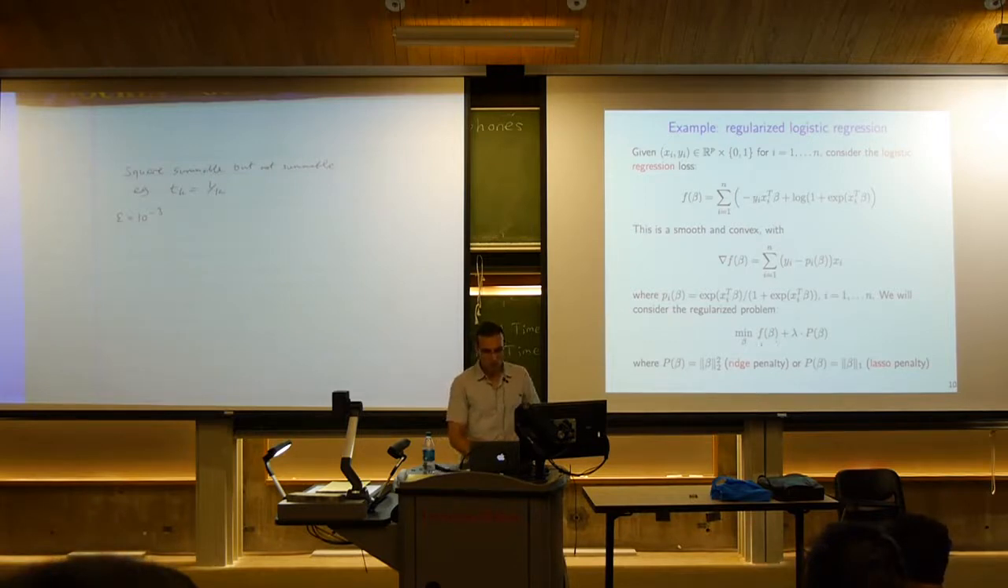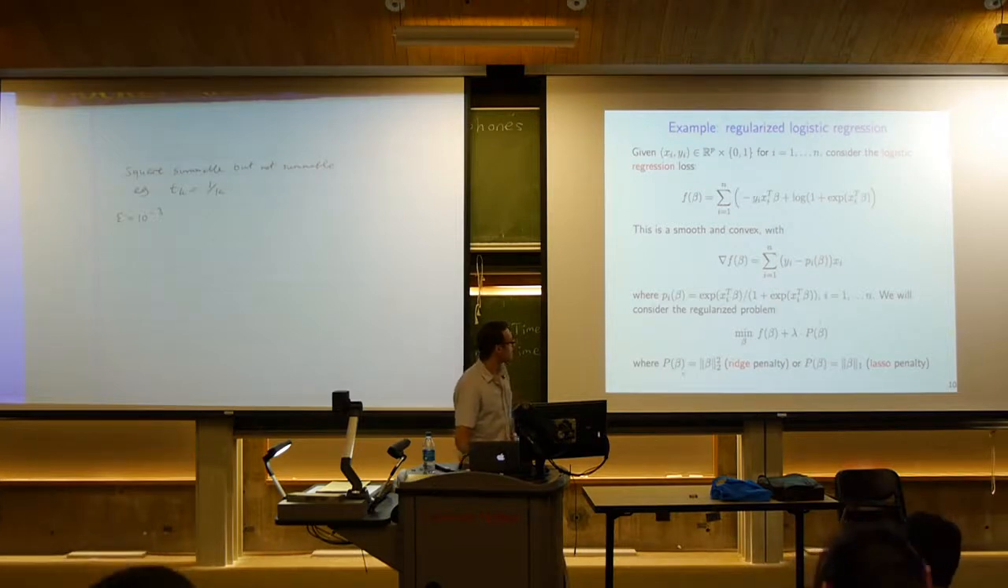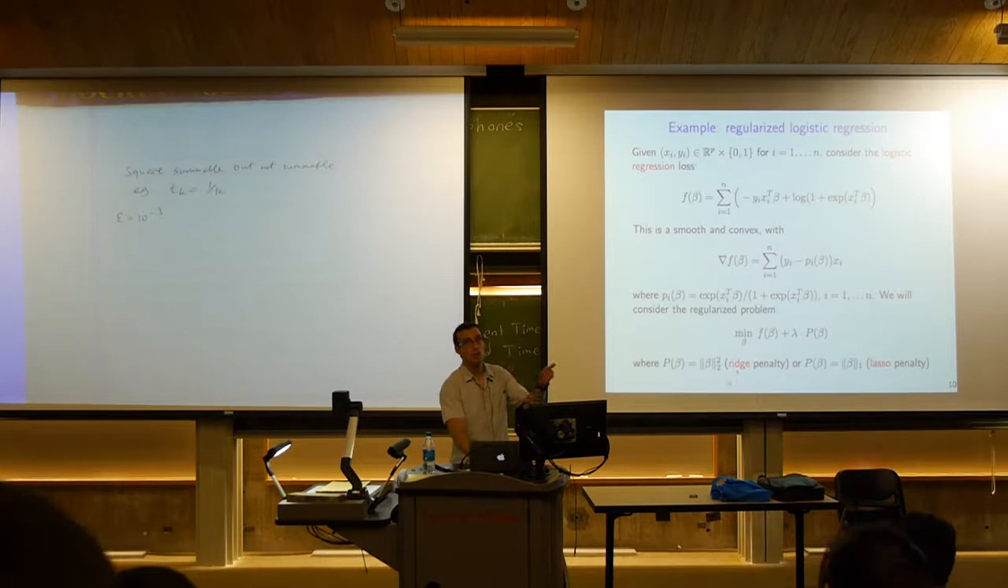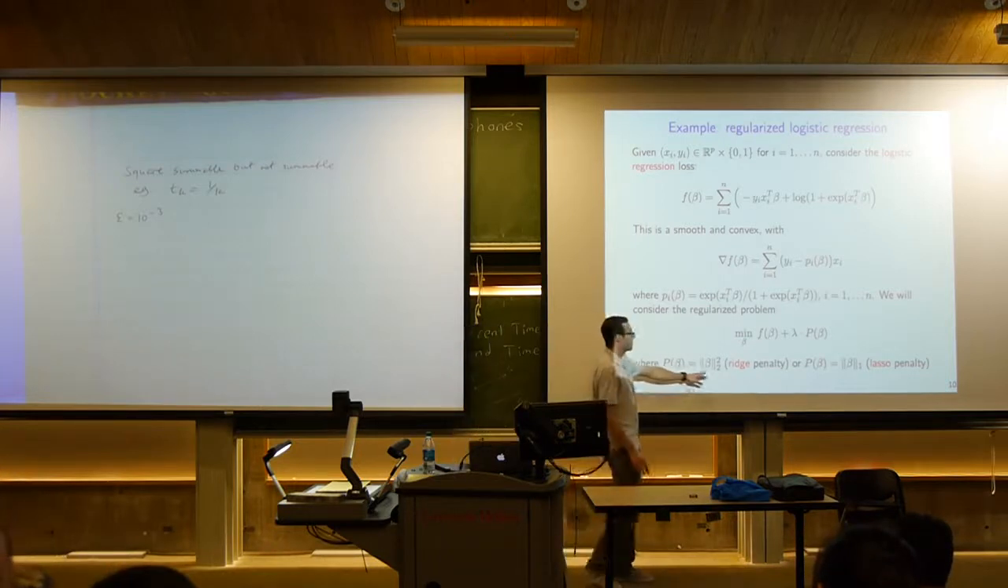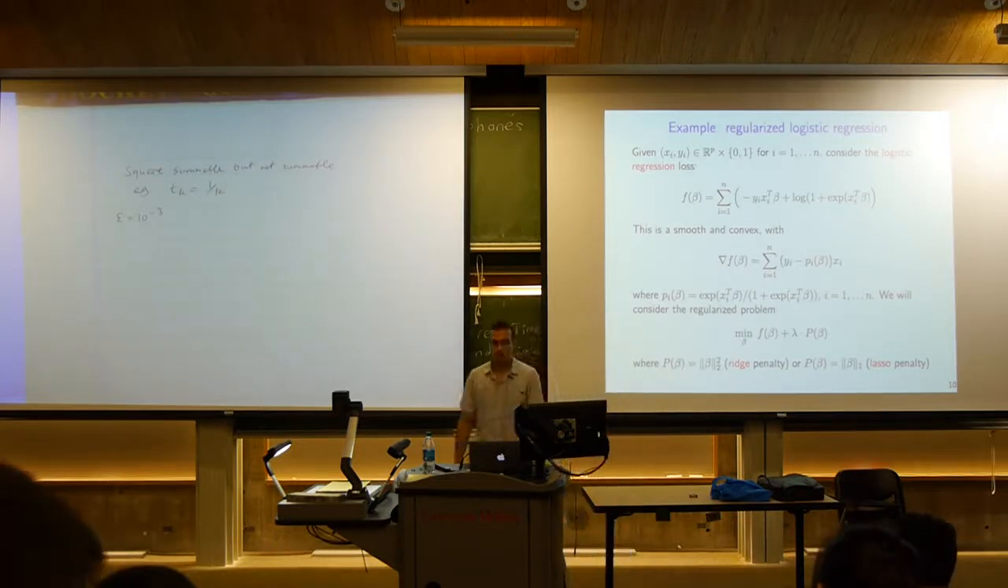I want to find the weight vector beta that minimizes the sum of this logistic loss plus lambda times the penalty, and I'm going to consider two penalties, one that's smooth and one that's non-smooth, so that we can think about using gradient descent and also proximal gradient. The smooth one is the L2 squared penalty, which we often call the ridge penalty, the sum of squares of components of beta. And the non-smooth one is the one we've seen several times before, the lasso penalty, just the L1 norm of beta.